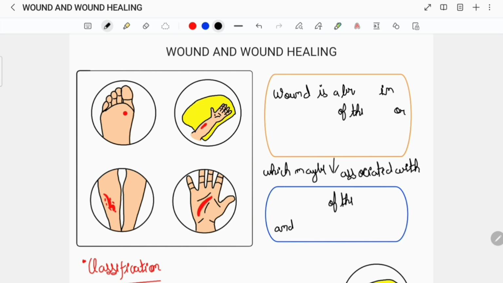A wound is defined as a break in the integrity of the skin or the soft tissue, which may be associated with disruption of the structure and the function.